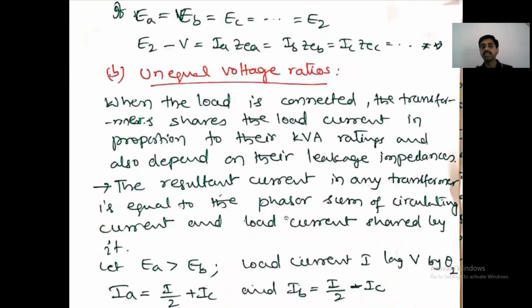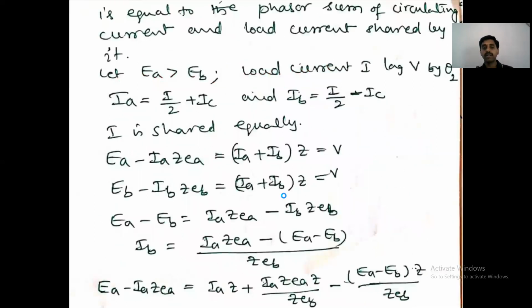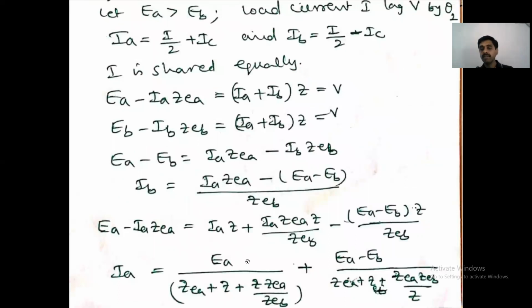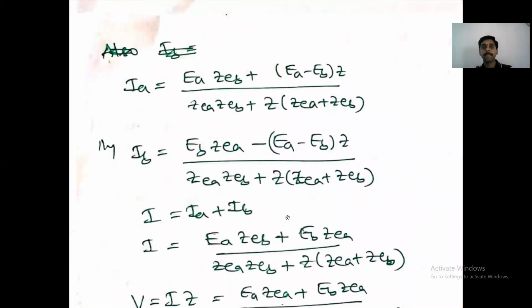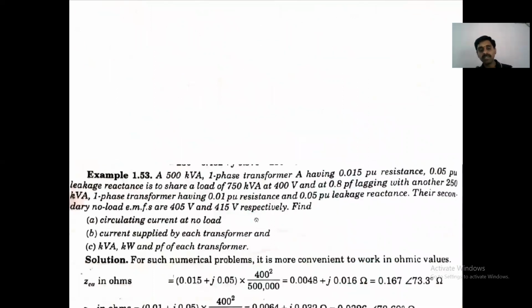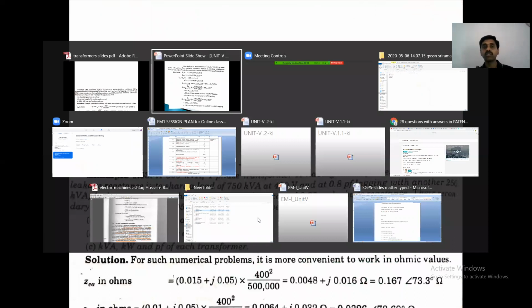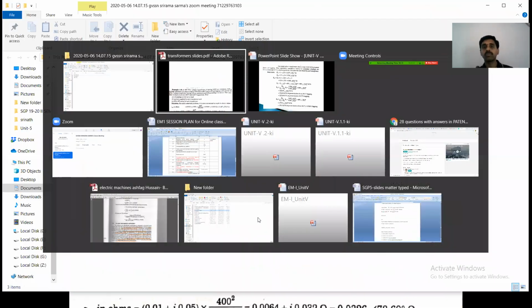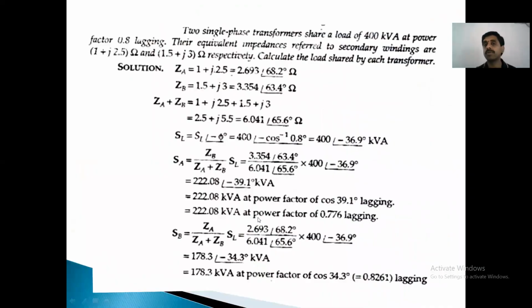With unequal voltage ratios, we have already seen there will be a circulating current, and we have gone through this derivation. What is that circulating current? How to calculate it? This we have seen already. This is the circulating current, IA, IB. So this is the way we can discuss parallel operation with equal voltage ratios and without equal voltage ratios, what is the use of parallel operation, and what are the conditions for parallel operation. So I will finish one or two problems on this.